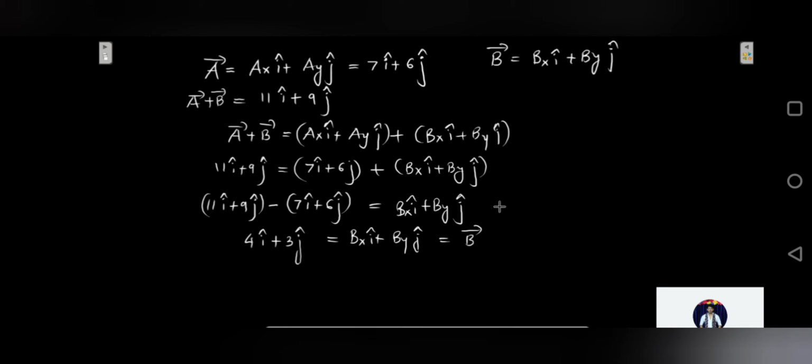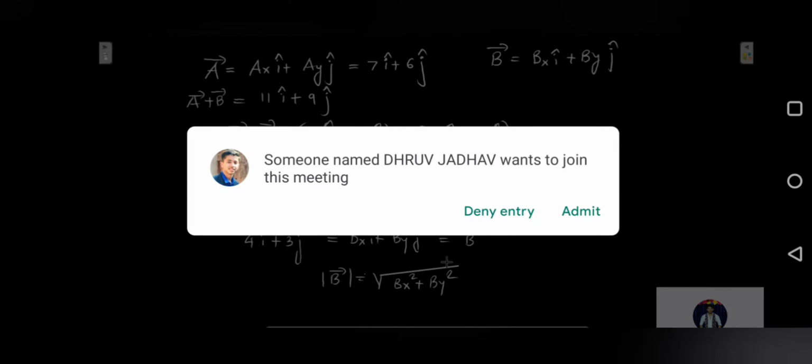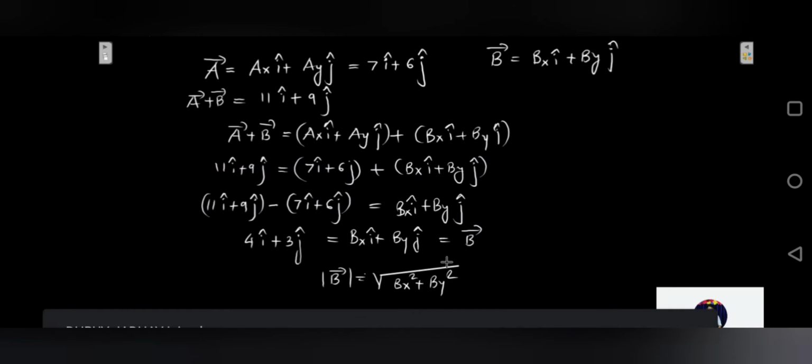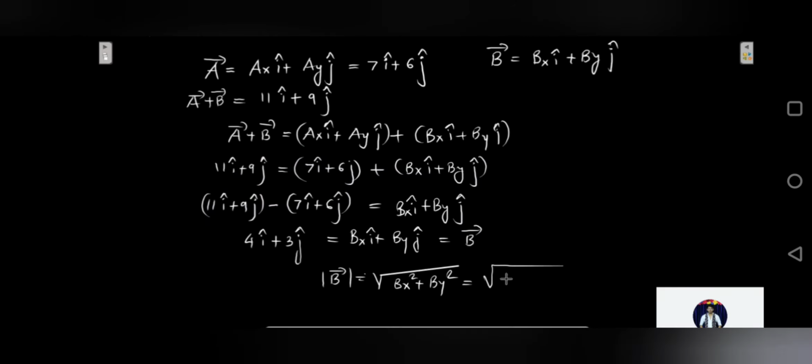Okay, so we need to find out the magnitude of B. So magnitude of B will be what? Root of bx square plus by square. This is going to be equal to root of 4 square plus 3 square, that is going to be root of 16 plus 9, that is 25, which will be equal to 5 units. So that is going to be the magnitude of vector B.